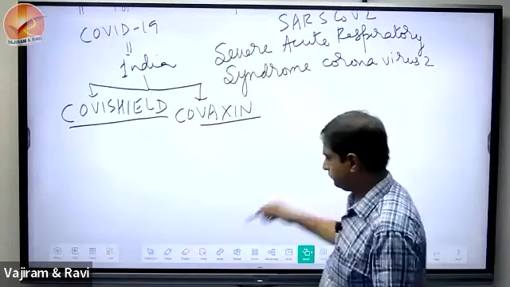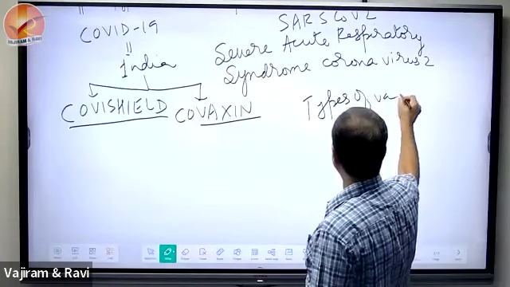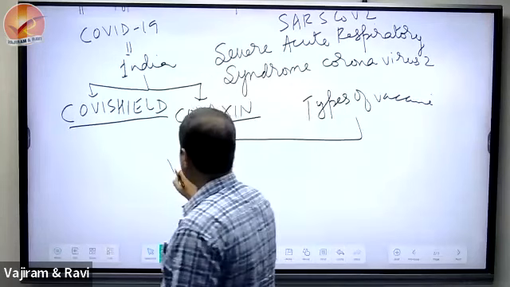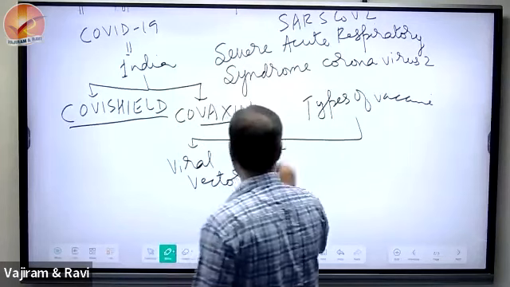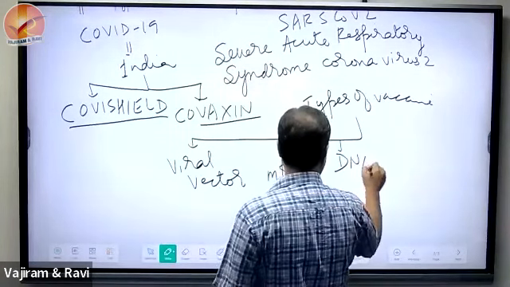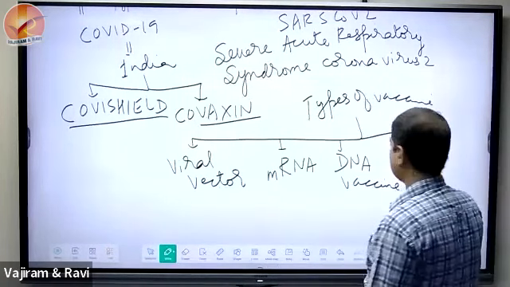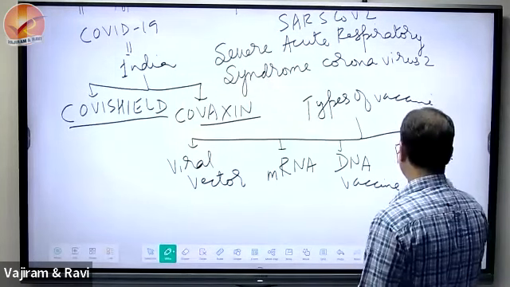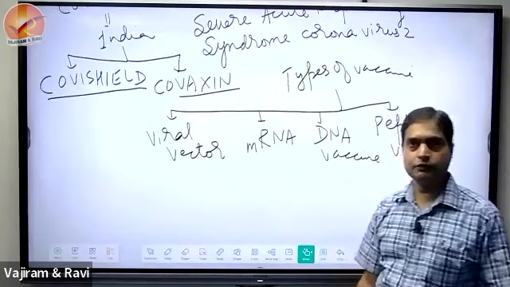Now under types of vaccine, we will discuss the different types: viral vector vaccine, mRNA vaccine, DNA vaccine, peptide vaccine. These are important types in terms of the vaccine.